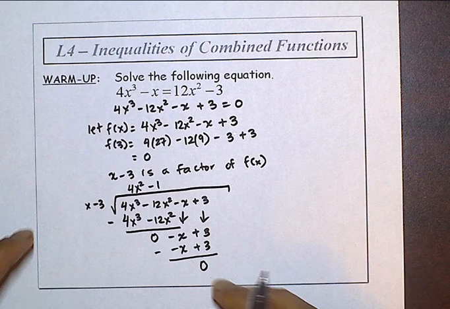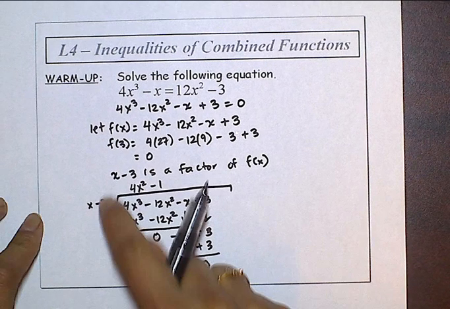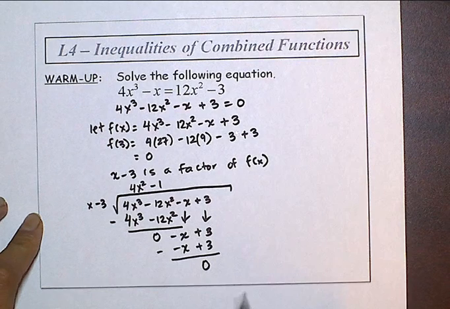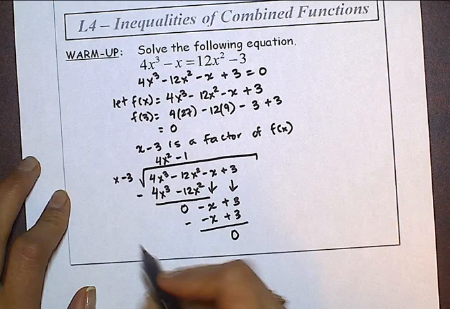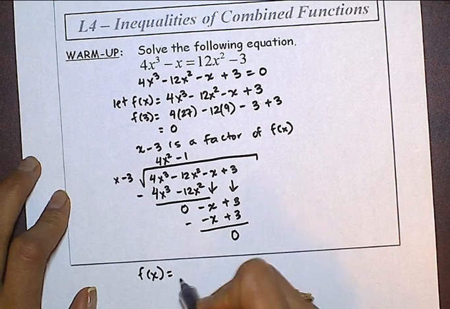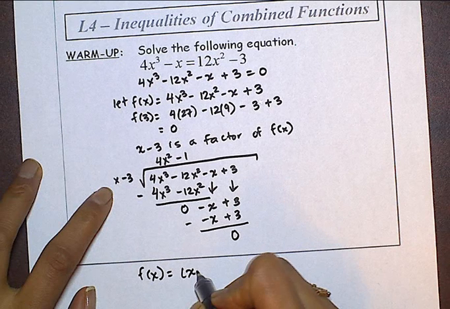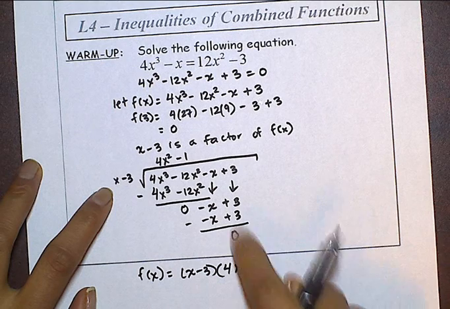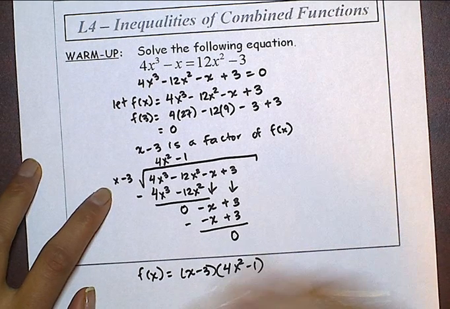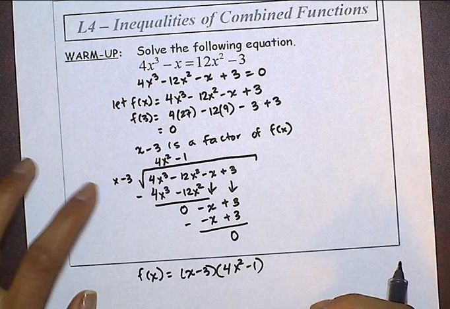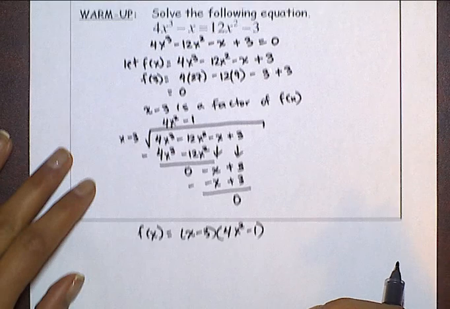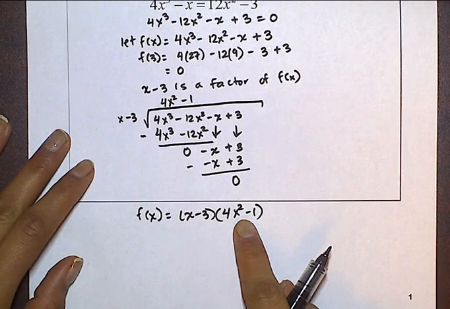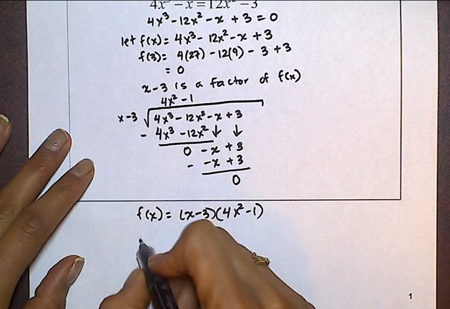So now I'm going to rewrite f of x in its factored form. f of x is equal to x minus 3 times 4x squared minus 1 plus the remainder, which is just 0 in this case, so I don't have to write the remainder. And I notice my factored form right here has a difference of squares, so I can factor this further. So f of x equals x minus 3 times 2x minus 1 times 2x plus 1.